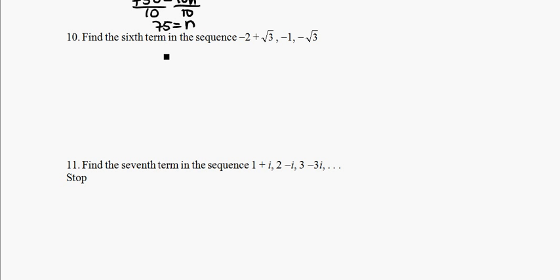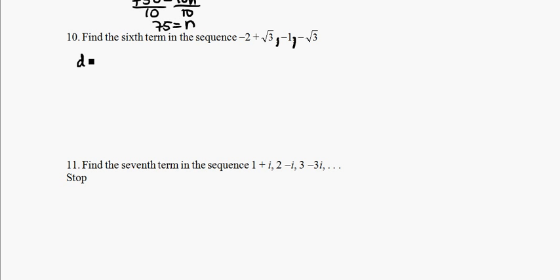So 2 problems left here. Find the 6th term of the following sequence. So the first term is pretty straightforward. The comma is here, so there's actually 3 terms. And the first term is negative 2 plus radical 3. The second term is negative 1. The third term is negative radical 3.